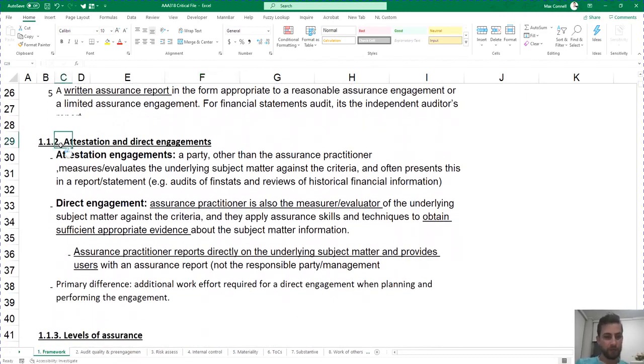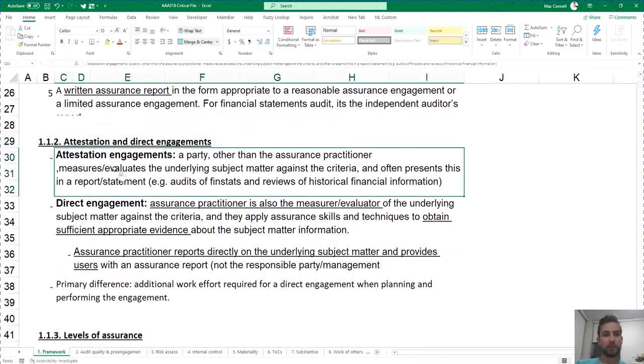So the next thing we're going to be talking about is attestation and direct engagement. So an attestation engagement is basically where a party other than the assurance practitioner measures and evaluates the underlying subject matter against the criteria, and often presents this in a report statement. For example, audits of financial statements, or it could be a review of historical financial information.